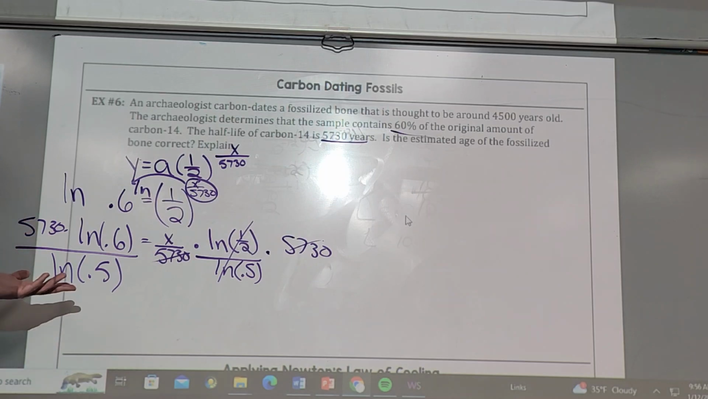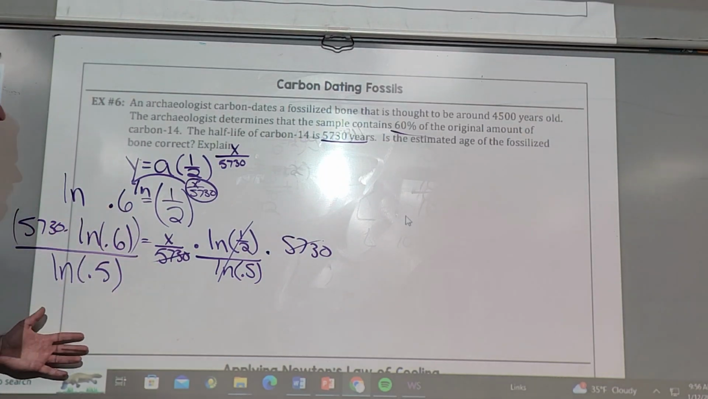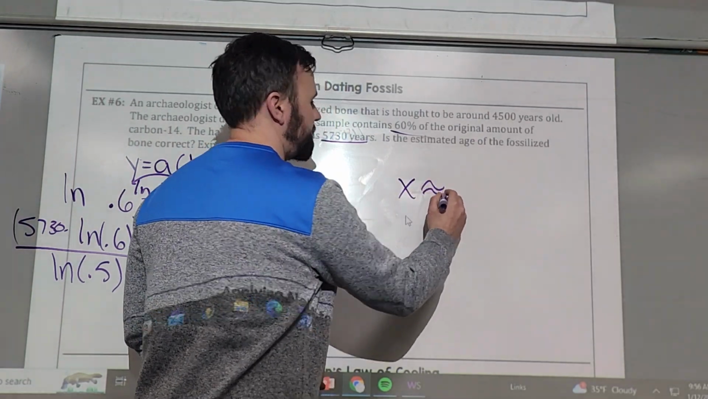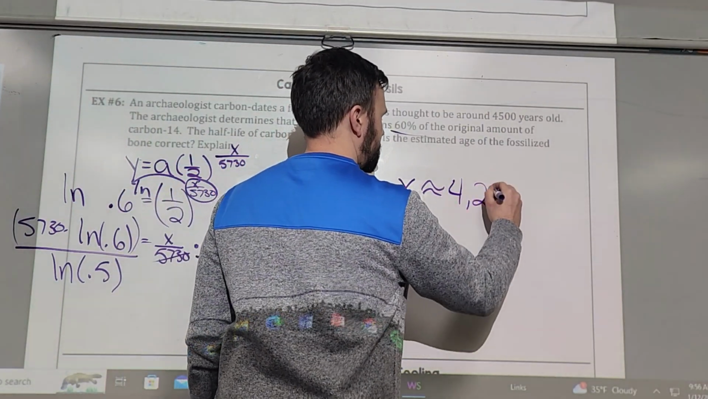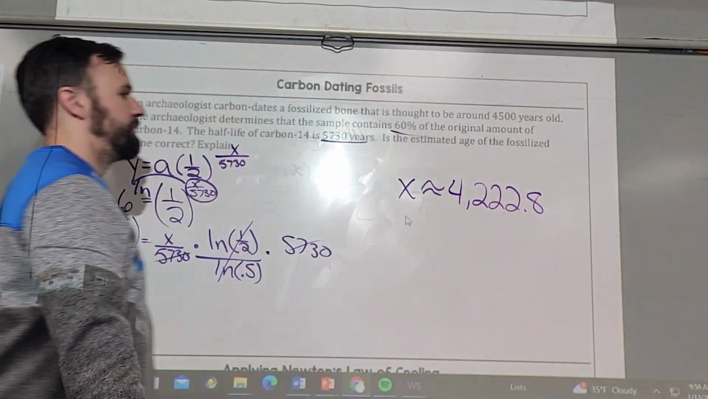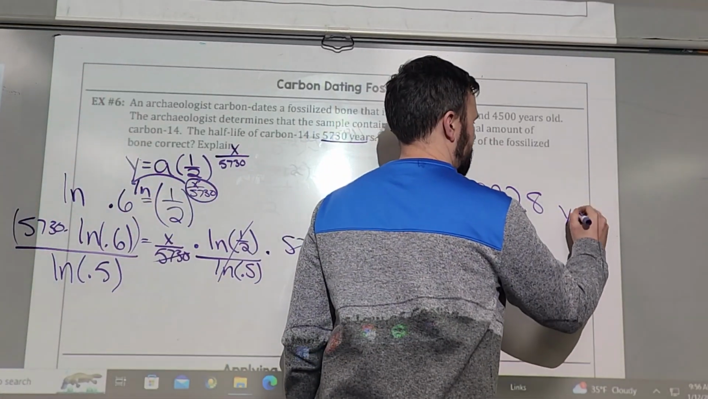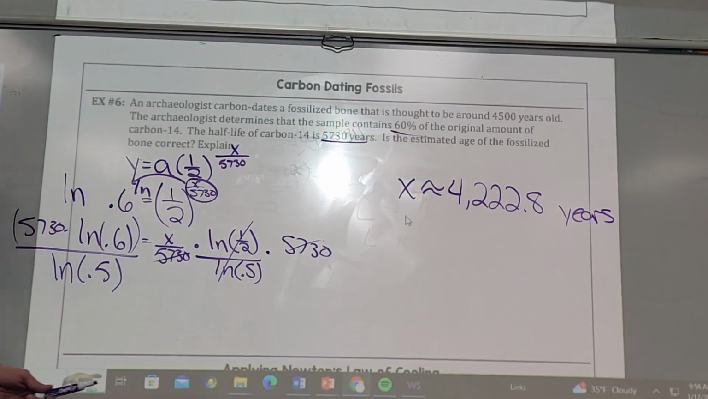Now, if this was a non-calculator question, this is a great answer, right? But let's say it was a calculator. And you plug this in, and you are really careful when you plug it in. I got x is approximately 4,000.8. Ooh, hot dogs? Years. It's approximately 4,222.8 years.